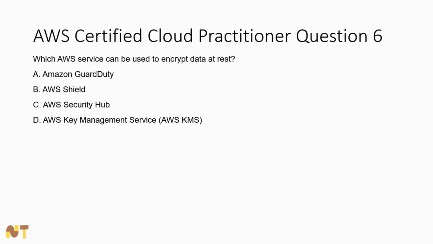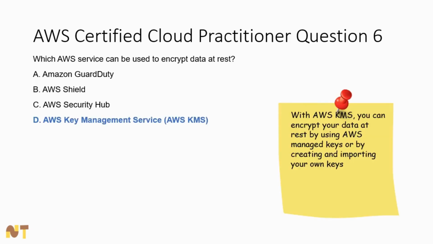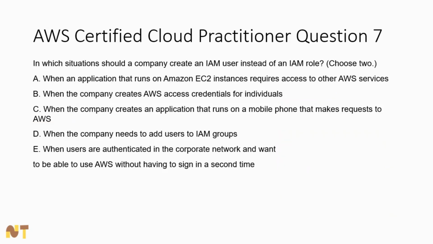Which AWS service can be used to encrypt data at rest? Options are A, Amazon GuardDuty, B, AWS Shield, C, AWS Security Hub, and D, AWS Key Management Service, that is AWS KMS. With AWS KMS, you can encrypt your data at rest by using AWS managed keys or by creating and importing your own keys. So, the correct answer here is D, AWS KMS. Here is the next question.